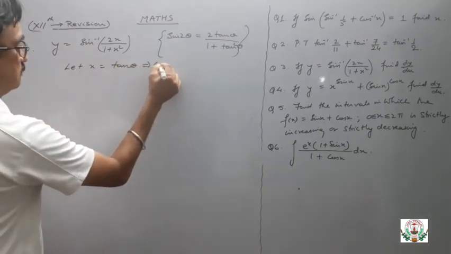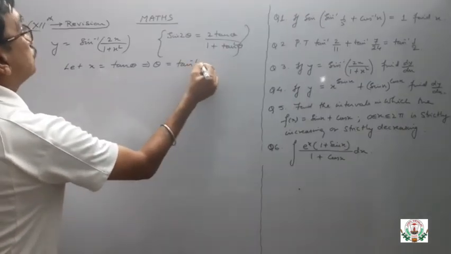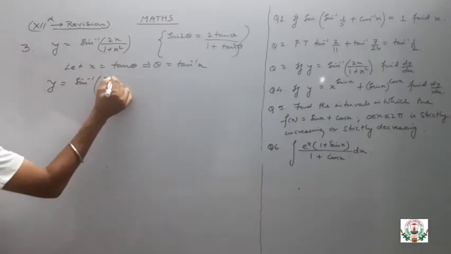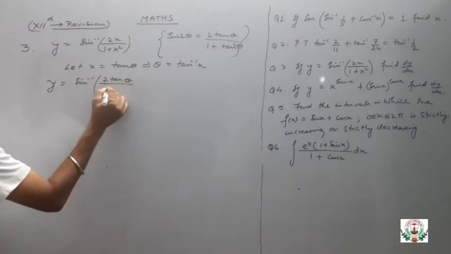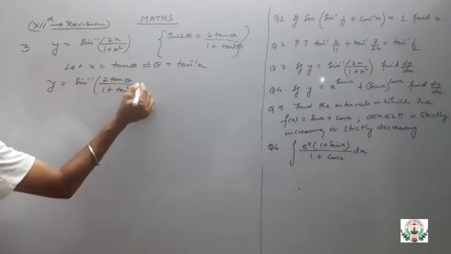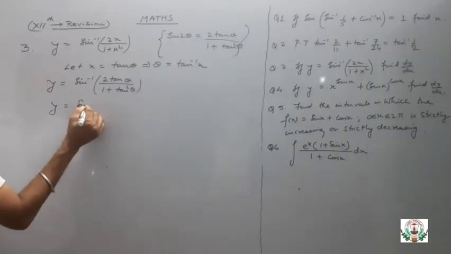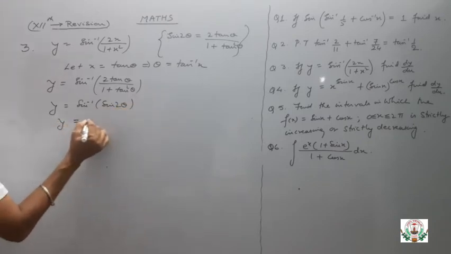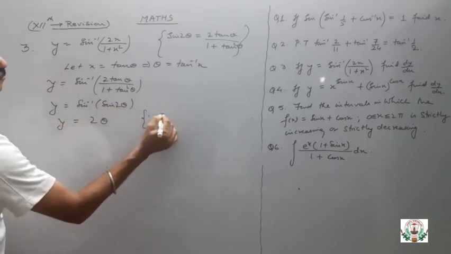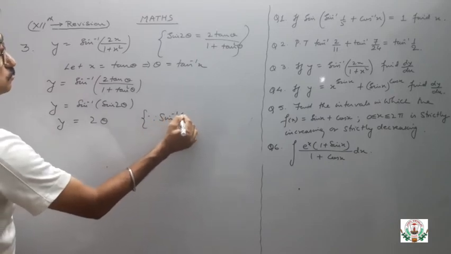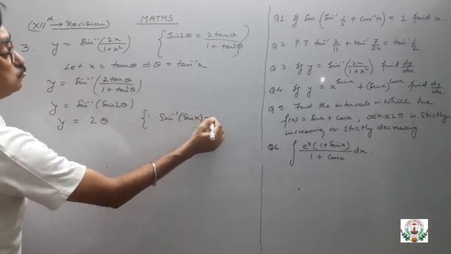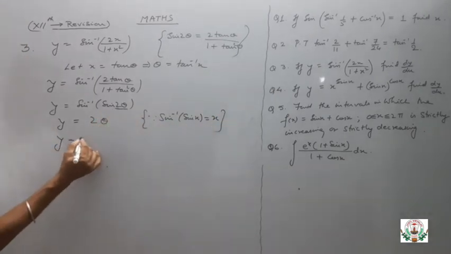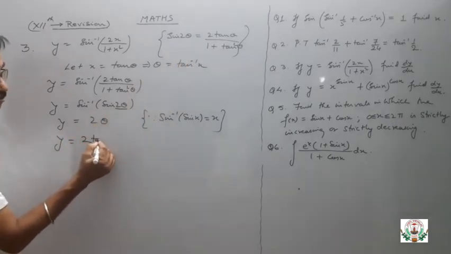Which implies that theta will become tan inverse of x. So y equals to sine inverse of 2 tan theta upon 1 plus tan square theta, which is the formula of sine inverse of sine 2 theta, and by the self-adjusting property it becomes 2 theta, since we know that sine inverse of sine x is equals to x. So y is equals to 2 into theta, which is tan inverse of x.